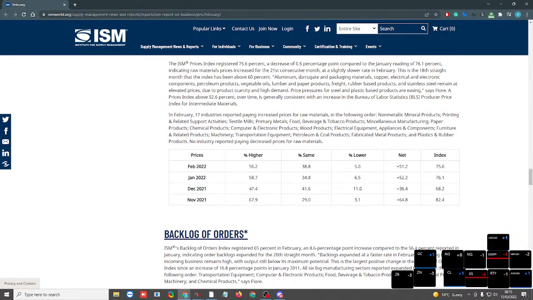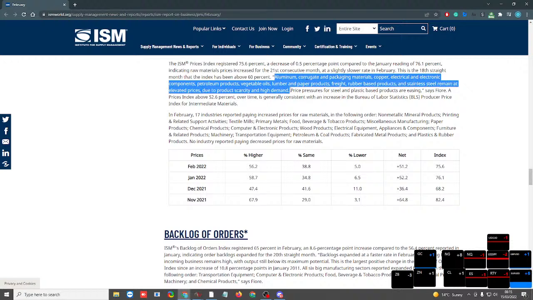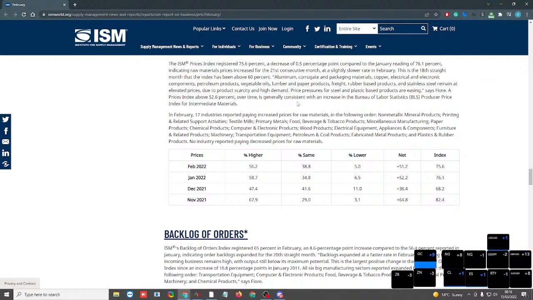So in particular, what we can see is that there are particular areas where prices were still increasing, but not as quickly as the prior month. So you can see here that petroleum products, vegetable oils, lumber and paper products, aluminium and stainless steel had remained at elevated prices. So again, there are strong price pressures within the market at the moment.